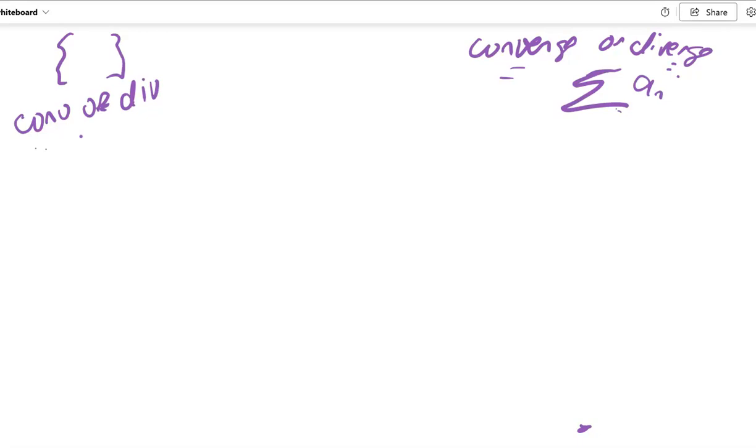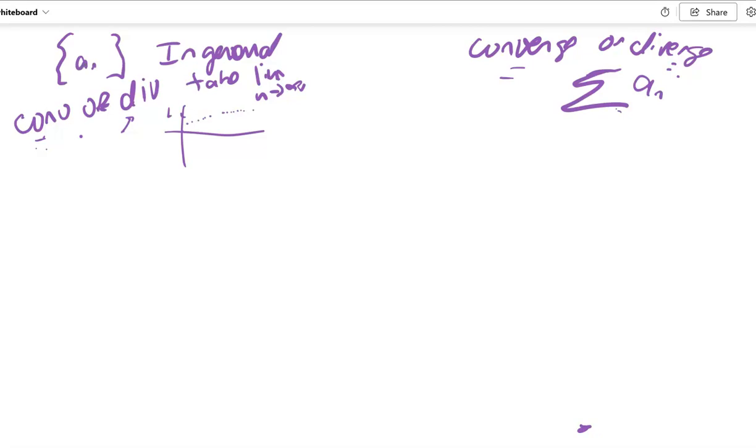And back over here in sequence land, a sequence converges if, as we go to infinity, the terms are approaching one specific limit. And if we get a DNE or an infinity as a limit, then the sequence diverges. So in general, we take a limit, right? This is what we do with these. We take a limit as n goes to infinity of whatever's in here.